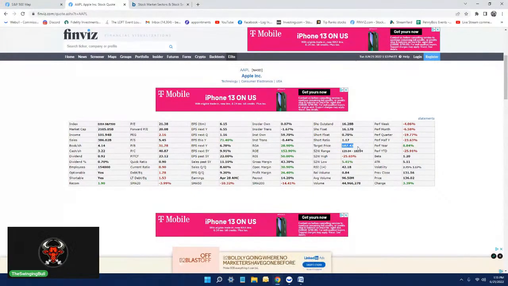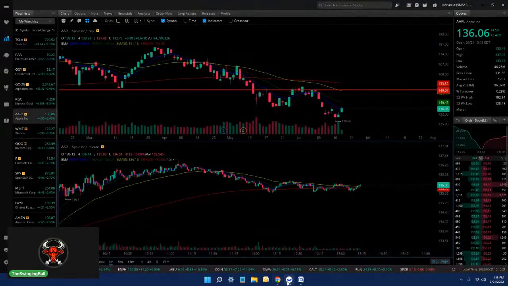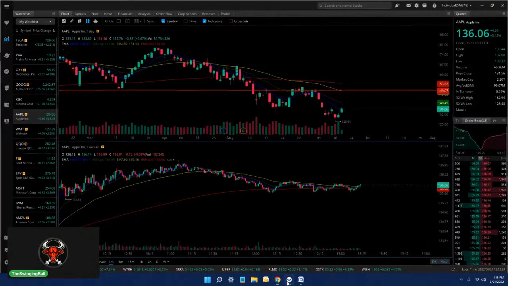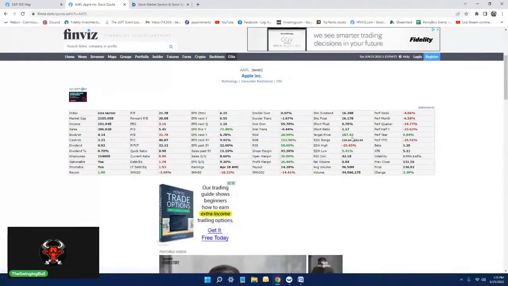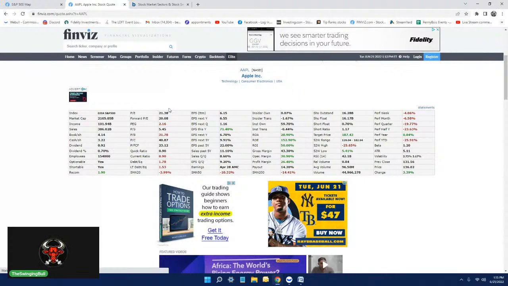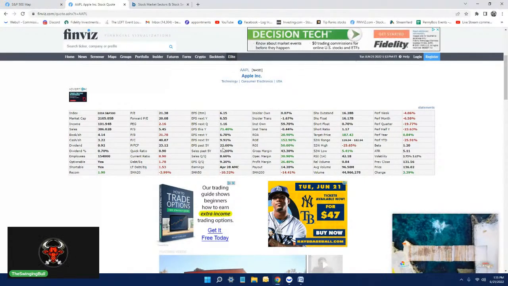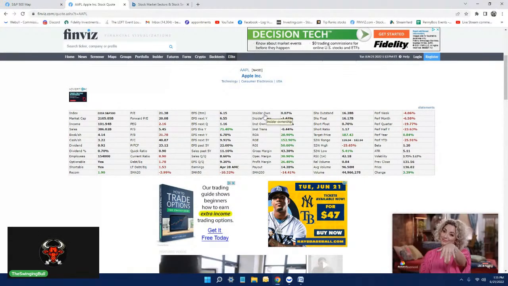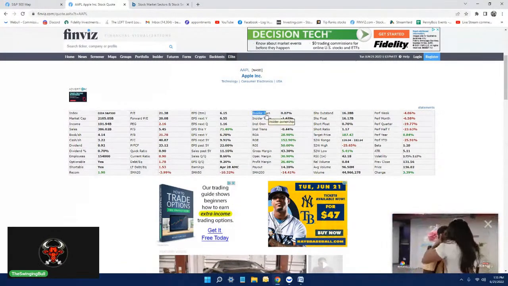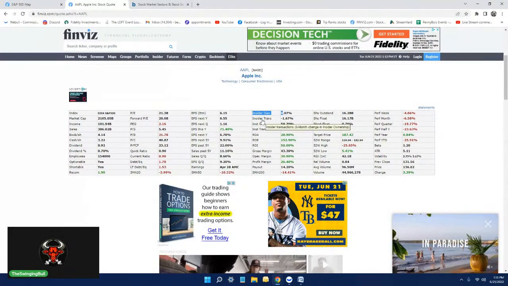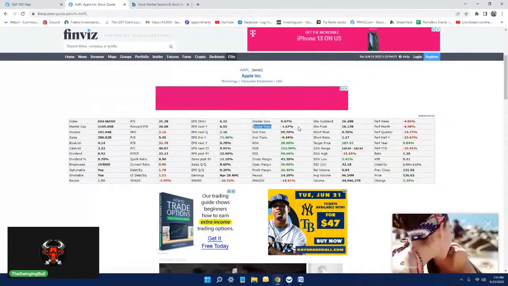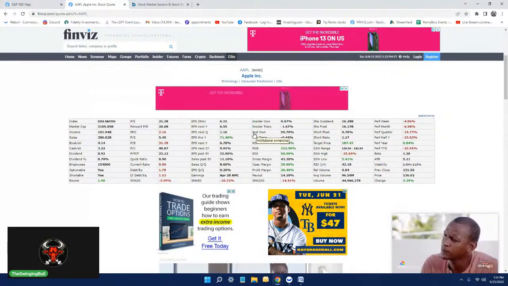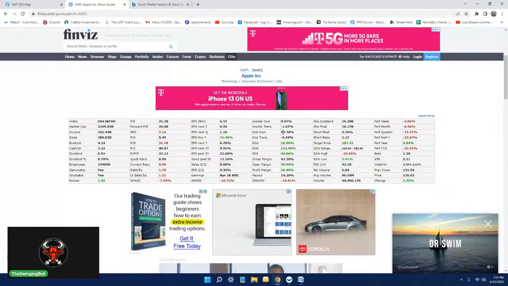Now, this obviously is going to be a long-term target because, of course, Apple's only trading at 136 right now, and that's a pretty hefty target there. But lots of good financial data. We got all the earnings per share information. We can look at how many insiders own Apple. Insider transactions were down negative 1.67%.